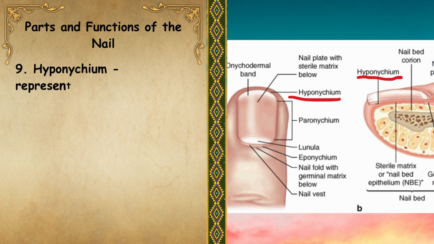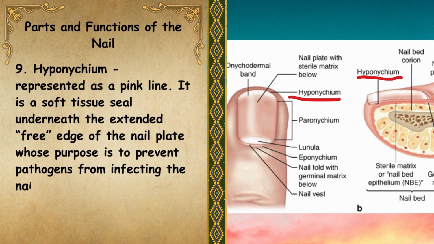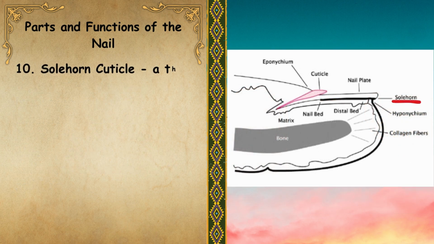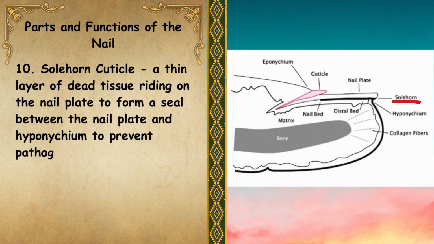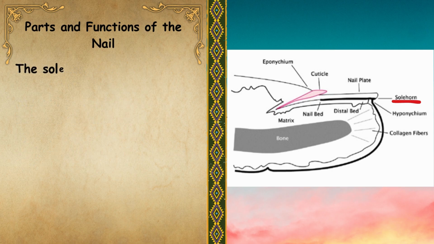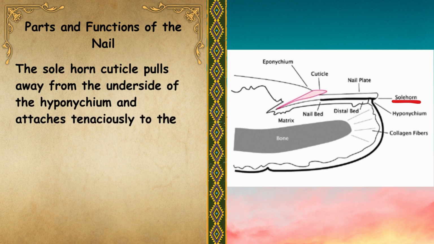9. Hyponychium, represented as a pink line. It is a soft tissue seal underneath the extended free edge of the nail plate whose purpose is to prevent pathogens from infecting the nail bed. 10. Solehorn cuticle. It is a thin layer of dead tissue riding on the nail plate to form a seal between the nail plate and hyponychium to prevent pathogens from infecting the nail bed. The solehorn cuticle pulls away from the underside of the hyponychium and attaches tenaciously to the nail plate.